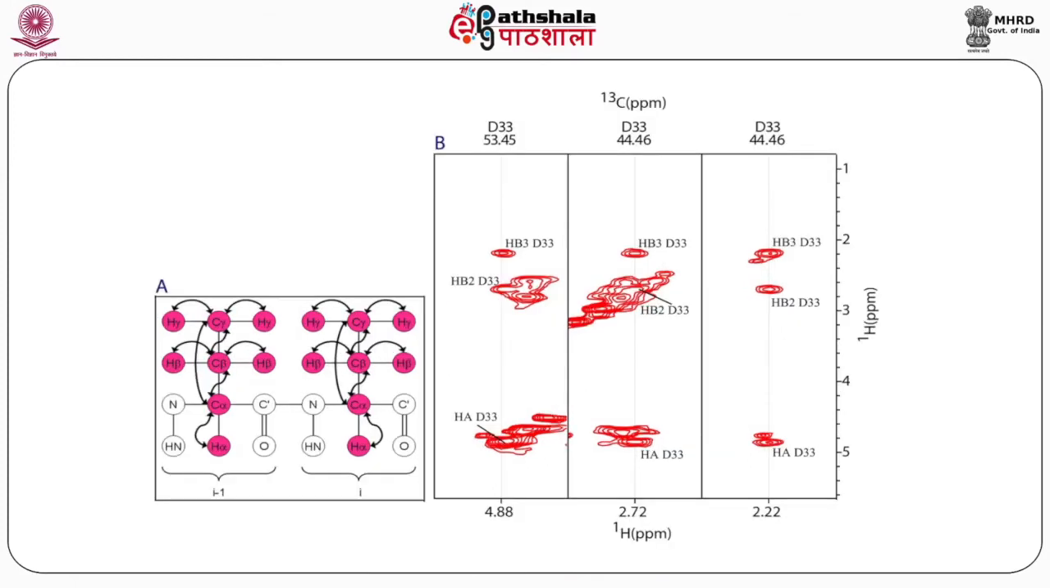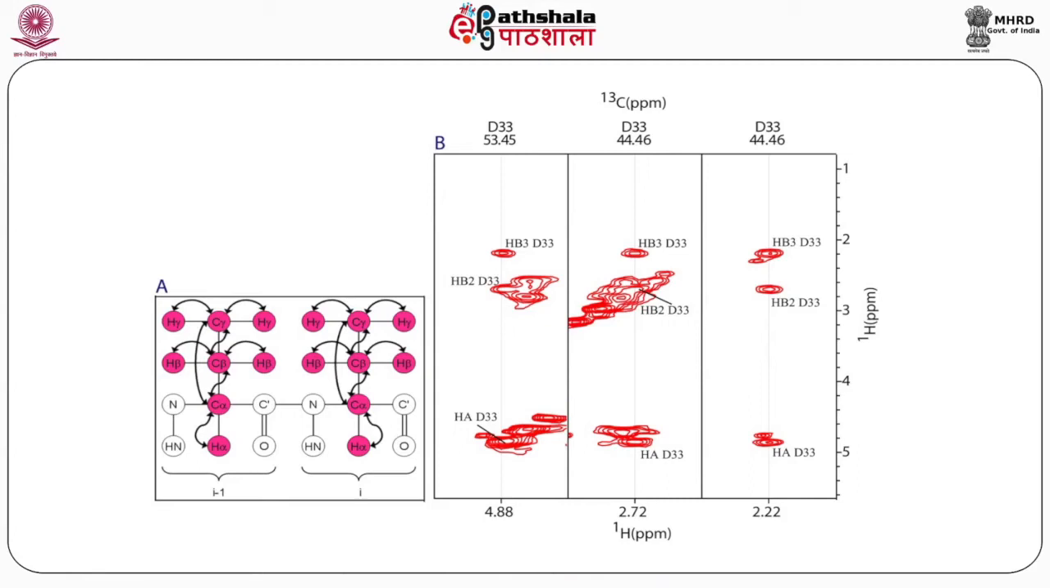So, here what you see is that in the left strip, you have at the bottom a peak labeled as HA D33. So, a combination of CA D33, HA D33 gives you the diagonal peak in HCCH-TOCSY, and this diagonal peak has 2 cross peaks, and these cross peaks are labeled as HB2 D33 and HB3 D33.